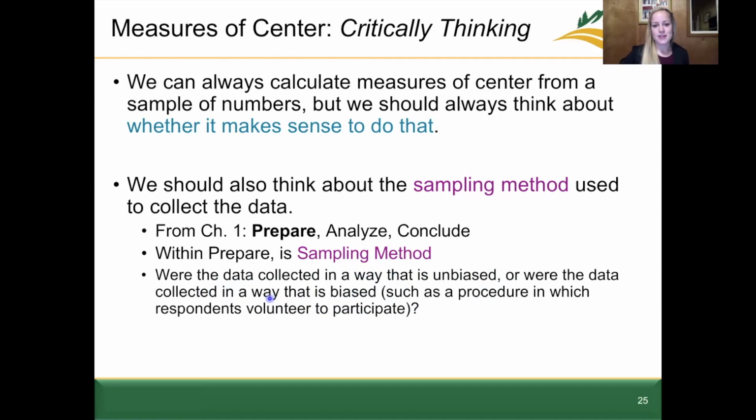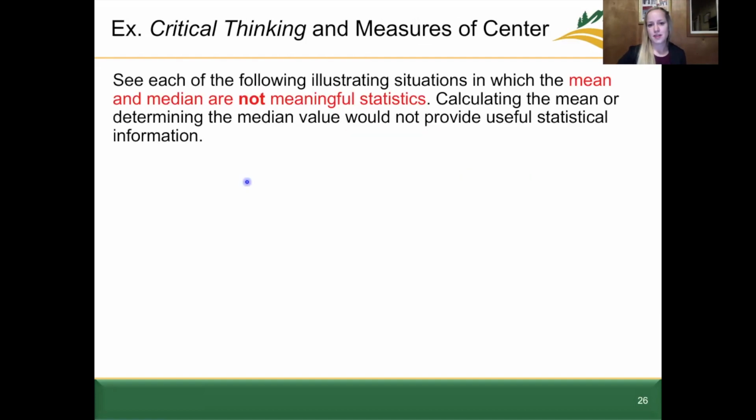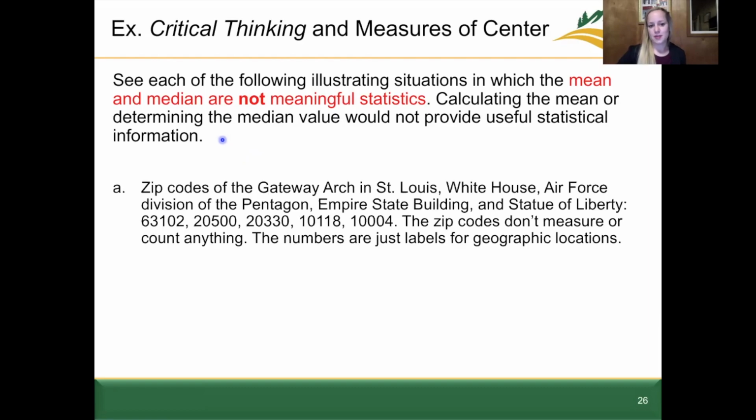Okay, so again, sure, we could crunch a lot of numbers, but we need to make sure it's going to be worth it in the end to calculate those different data values and what they truly mean based on the data set. And furthermore, was that data set collected in an unbiased manner? So now let's go through some examples where the mean and median are not meaningful statistics. In other words, calculating the mean or determining the median value would not provide useful statistical information. Our first example here, zip codes of the Gateway Arch in St.